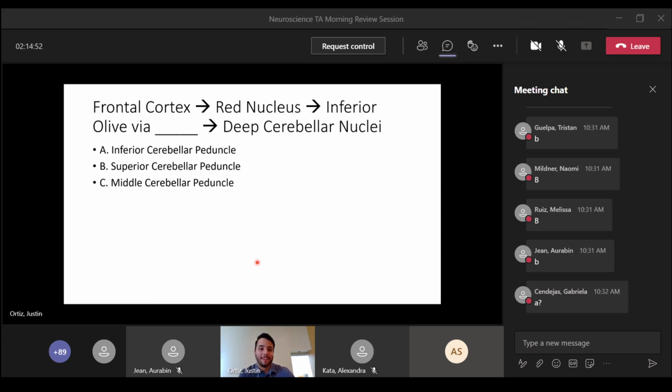And that's that. Okay, so quick question before we move on. So this pathway basically, for example, frontal cortex to the red nucleus to the inferior olive. Remember, this is what takes those climbing fibers to the deep cerebellar nuclei. So which cerebellar peduncle does that go through?